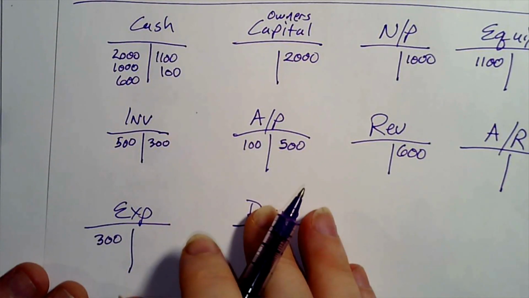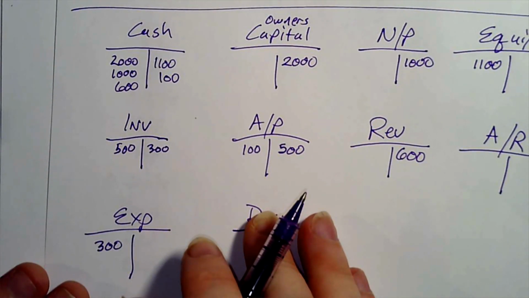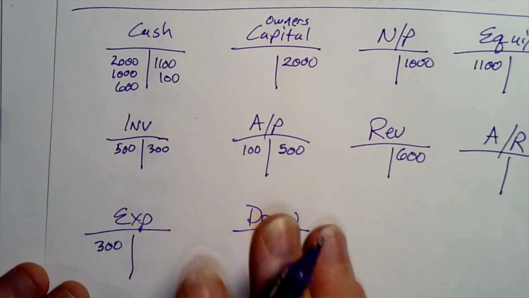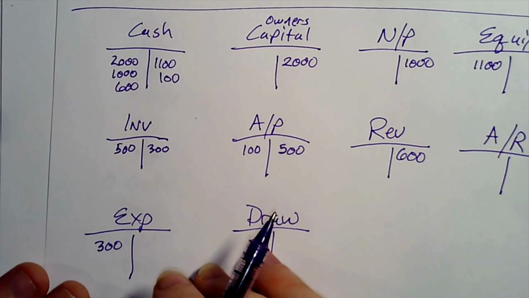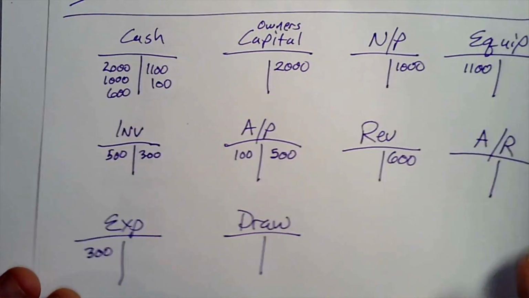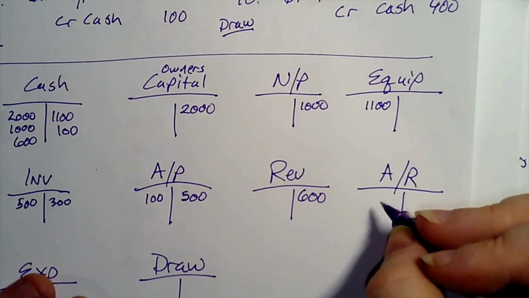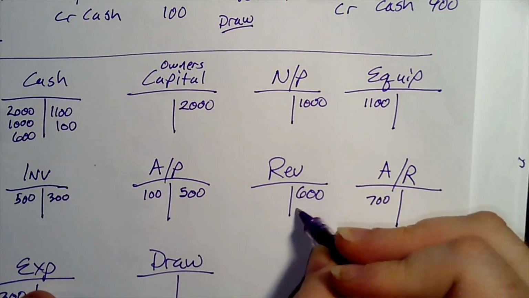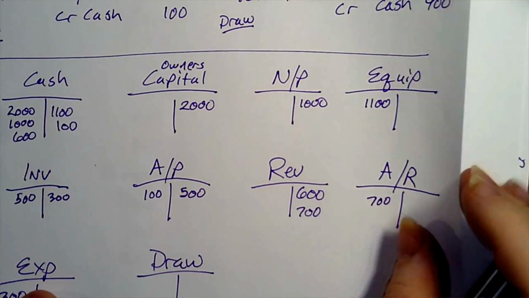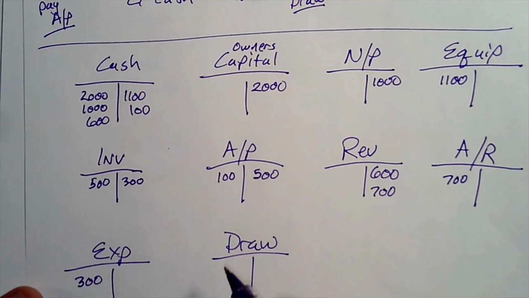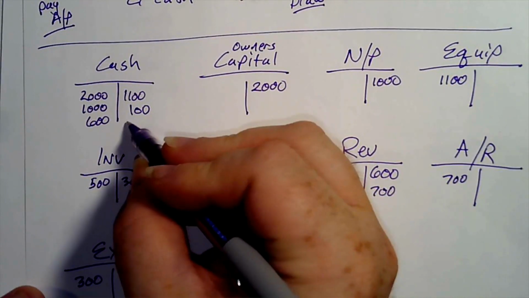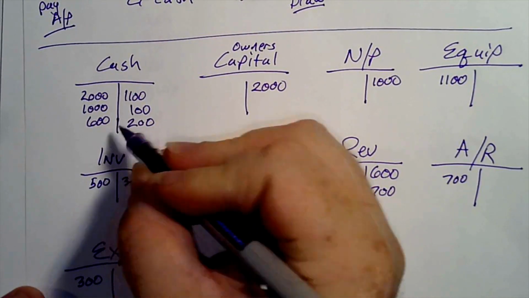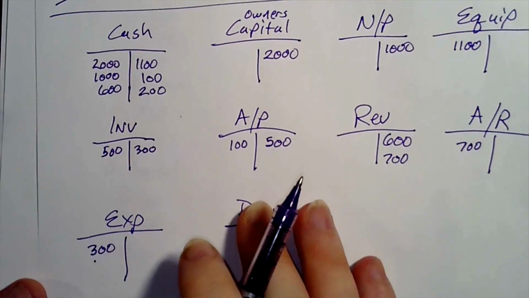The next one is we sold services. We performed services, so no cash, but we did it on account, meaning the customer was going to pay us later, and that was $700 on account, and our revenue went up by $700 as well. We paid rent. So rent we paid in cash. So we paid $200 in cash, and our expenses went up by $200.